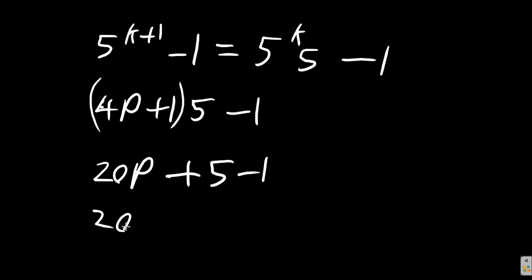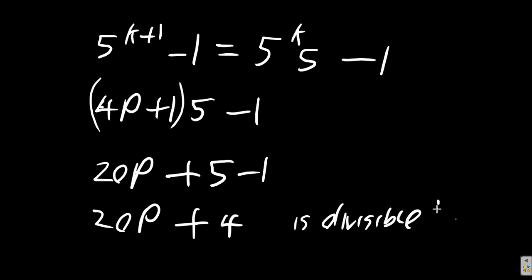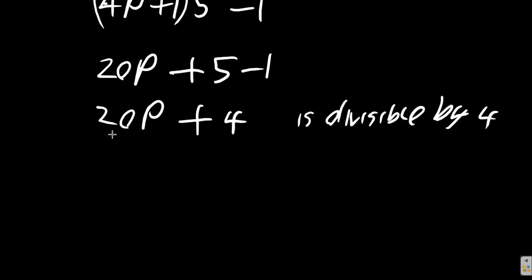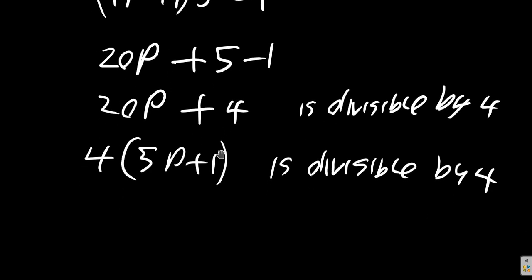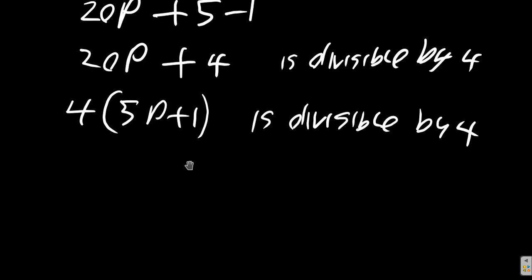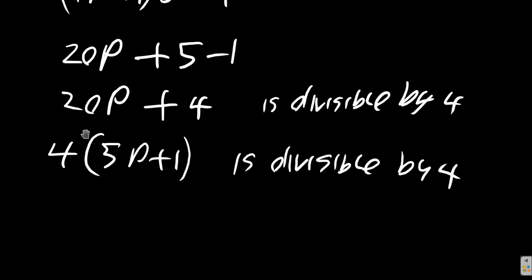Now let's put these together. 20p plus 5 minus 1 is 4. We're saying that this is divisible by 4. Let's see now. Is that so? If we factorize, we get 4 outside the bracket. Inside the bracket, we get 5p plus 1. So here, this is what it boils down to, right? So therefore, this is divisible by 4, all right?